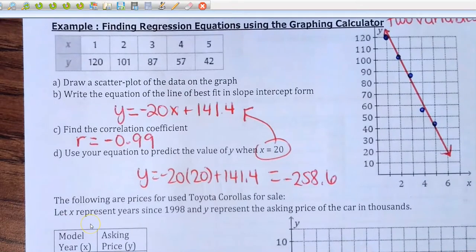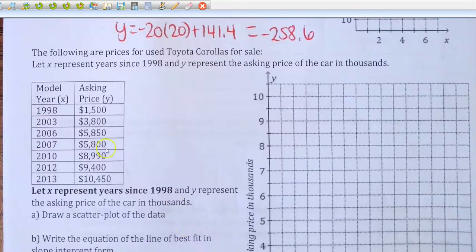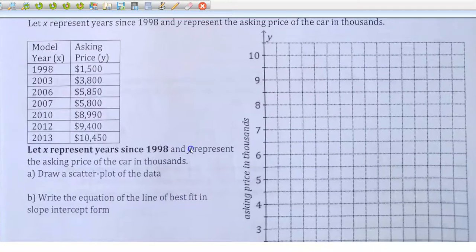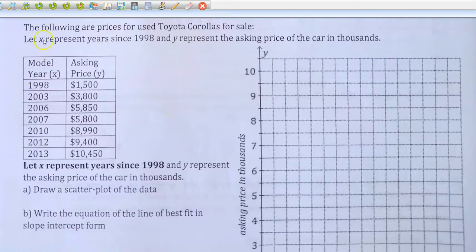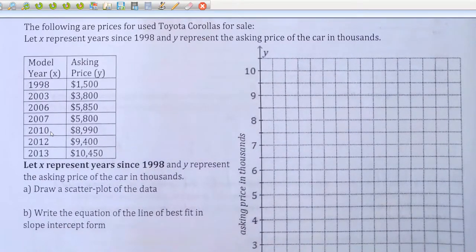Okay, and then we're just going to do this one more time with this example down here. So I'm just going to pause this, and the tricky part, a lot of the times if you have a question where the x value is in years, make sure you read the directions, because a lot of the times what they'll do is they'll say something like they do underneath here, let x represent the years since 1998, just to make it easier to graph.